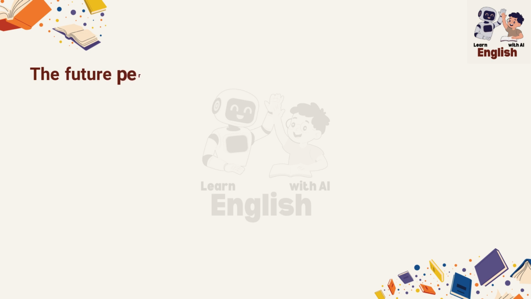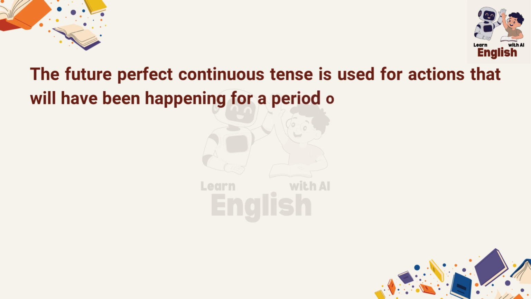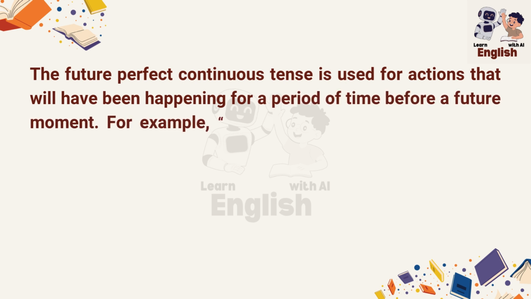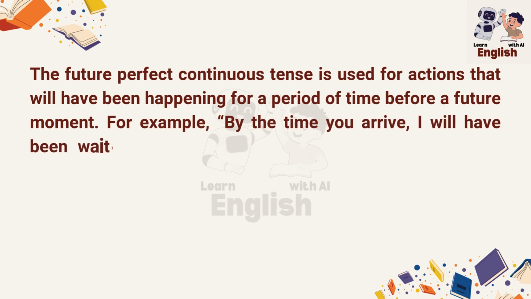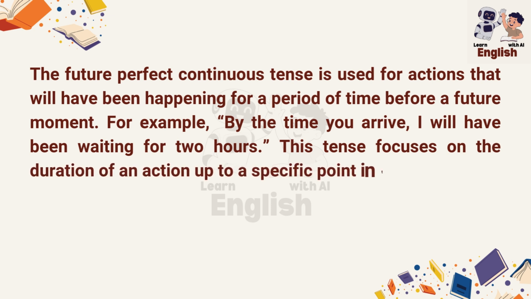The future perfect continuous tense is used for actions that will have been happening for a period of time before a future moment in the future. For example, by the time you arrive, I will have been waiting for 2 hours. This tense focuses on the duration of an action up to a specific point in the future.